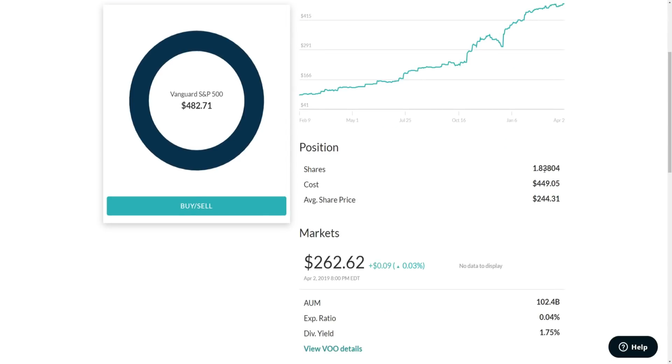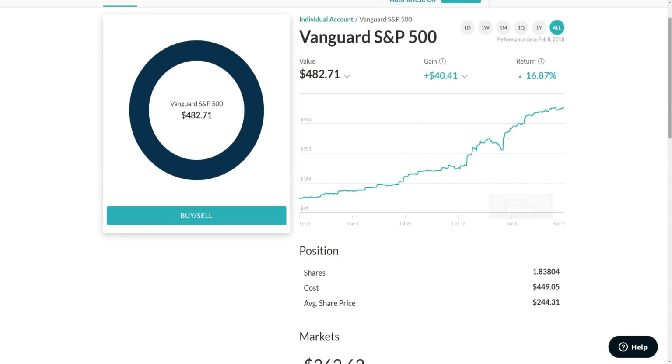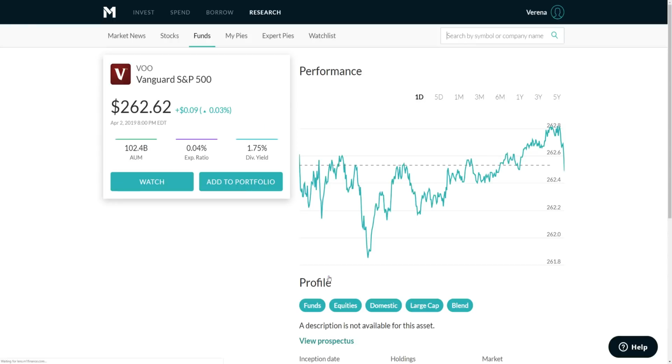So I own 1.83804th of a share there, all the way down to that 10,000 spot, and my cost for the specific position is $449.05. My average share price is $244.31. Now this specific ETF pays out quarterly, every 3, 6, 9, and 12th month.